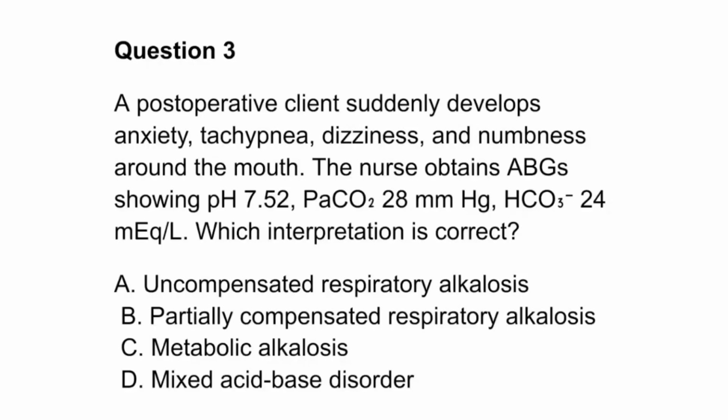Question 3. A postoperative client suddenly develops anxiety, tachypnea, dizziness, and numbness around the mouth. The nurse obtains ABGs showing pH 7.52, PaCO2 28 millimeters of mercury, HCO3 24 milliequivalents/L. Which interpretation is correct? A. Uncompensated respiratory alkalosis. B. Partially compensated respiratory alkalosis. C. Metabolic alkalosis. D. Mixed acid-base disorder.